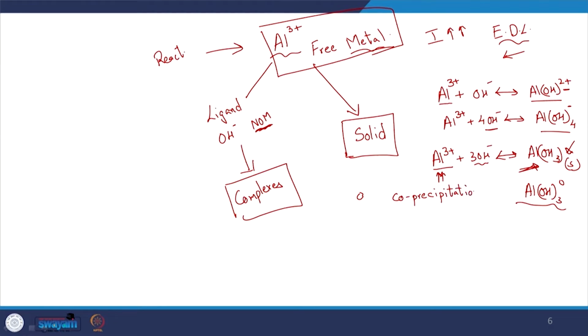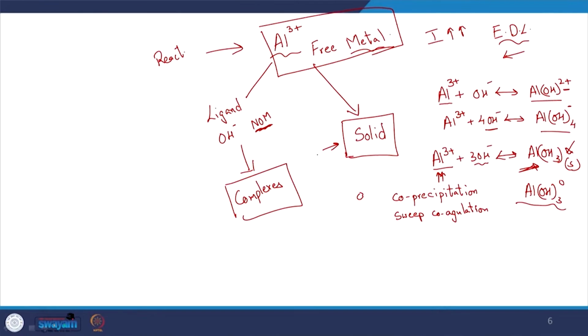It can act as sites where the colloids can adsorb, which is also called sweep coagulation. So, this is the thing, and again please note that they are in balance. It depends on this: the more Al3+, the more precipitation will take place. So, it is a balance between the free metal, the complexes, and also the precipitate here. That is something to keep in mind.